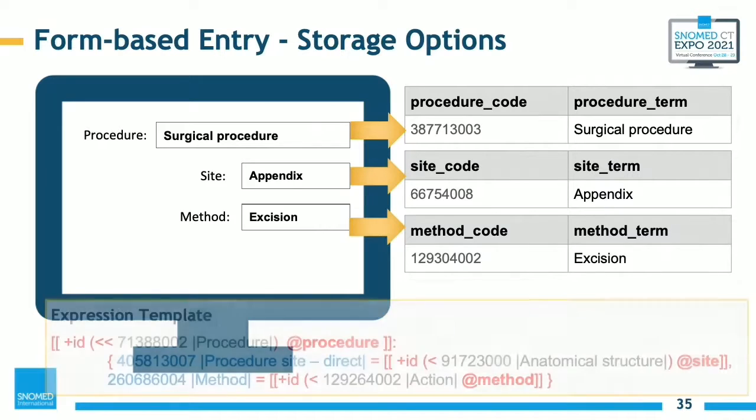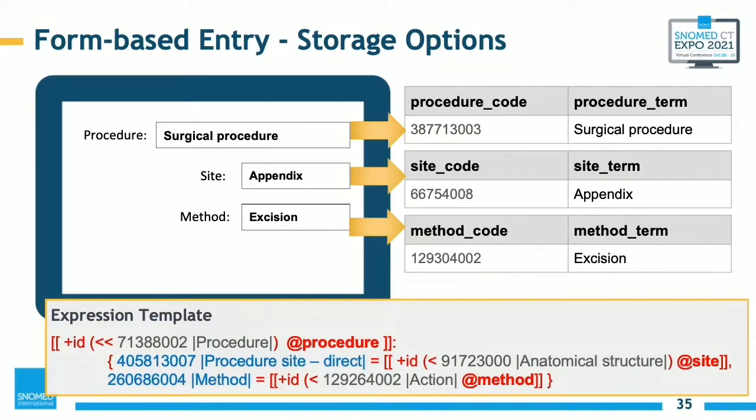To generate the corresponding expression, an expression template should be used, like this one, with slots or placeholders for each of the values to be entered. In this case, there's a slot for the procedure, the site, and the method. When these values are entered into the corresponding fields on the form, these slots can be populated in the expression template. In this example, the concept ID for surgical procedure replaces the procedure slot in the expression template. The concept ID for appendix replaces the site slot, and the concept ID for excision replaces the method slot.